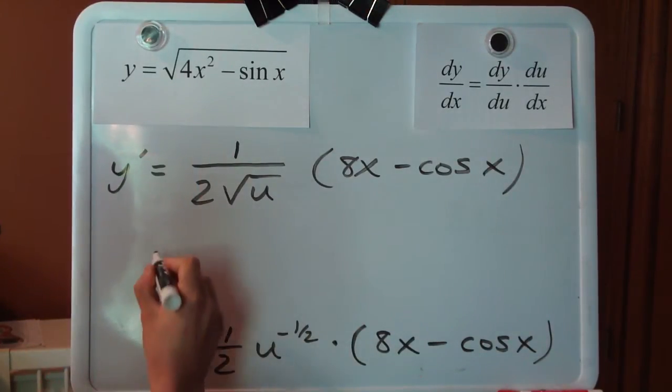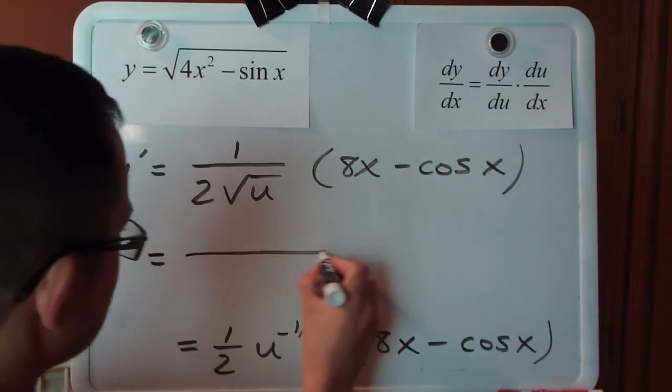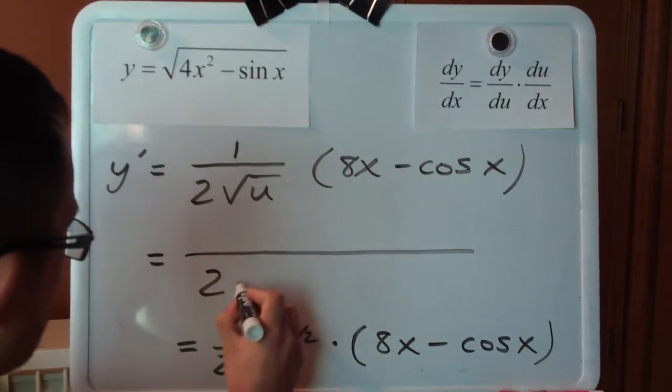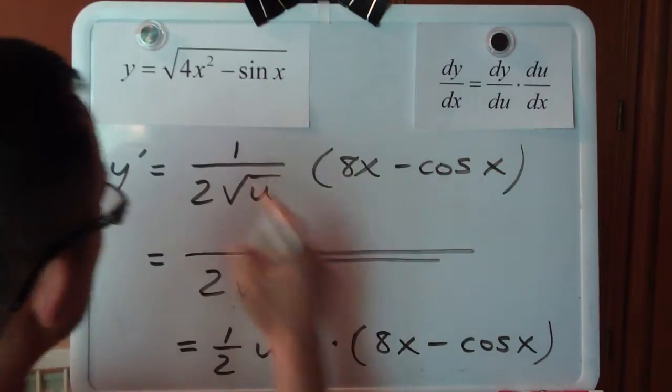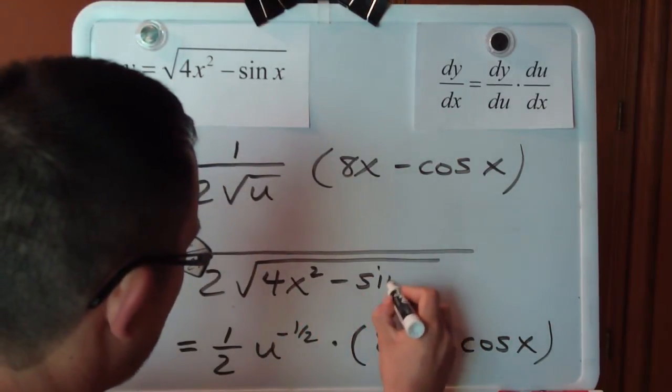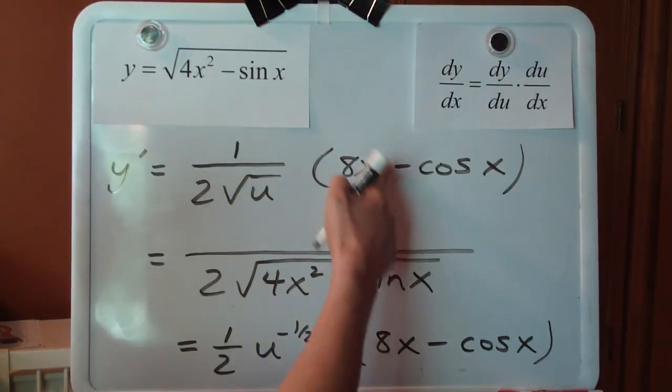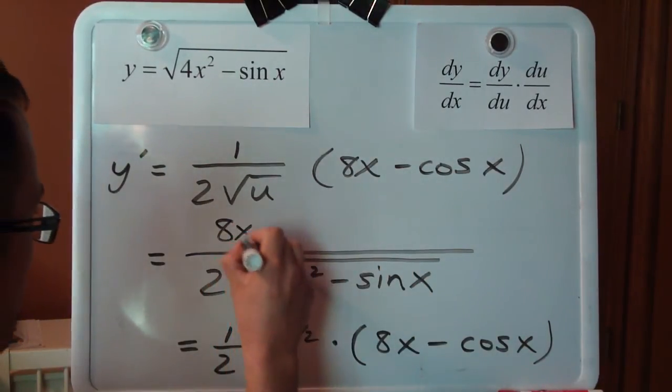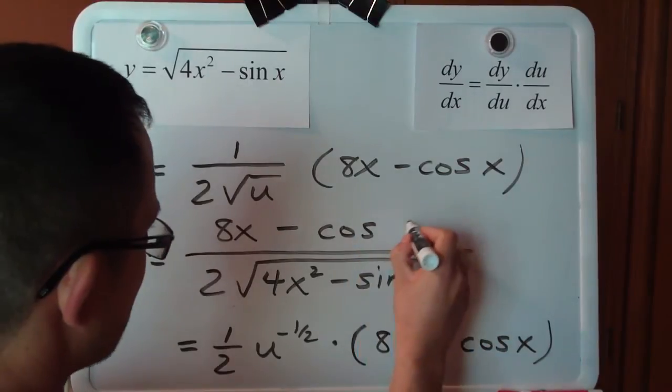Okay, so I'm going to combine two steps here. So this is going to be 2 times the square root, and we're going to rewrite this. Okay, and then you can bring this upstairs. So 8x minus the cosine of x.